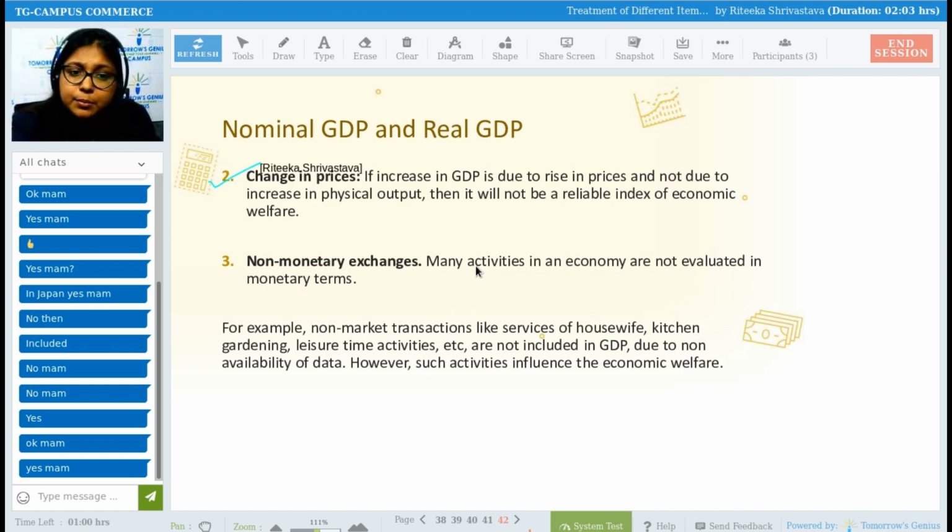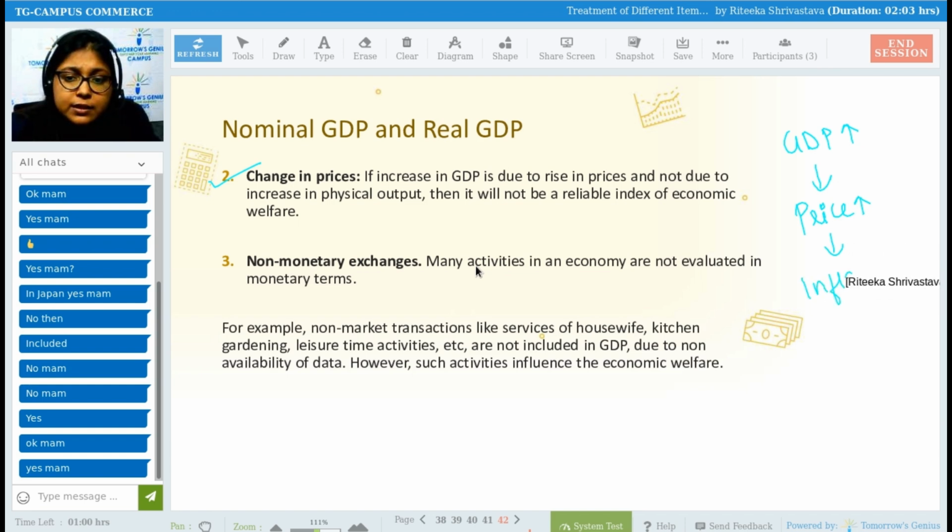Second, changes in price. You never know that your increased GDP might be because of an increase in prices of goods and services. Increased prices of goods and services means a situation of inflation, which is not a good situation for any economy. So you might feel that the GDP of my country has increased.